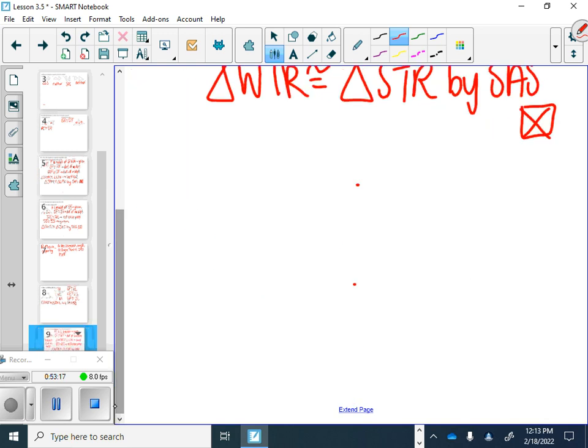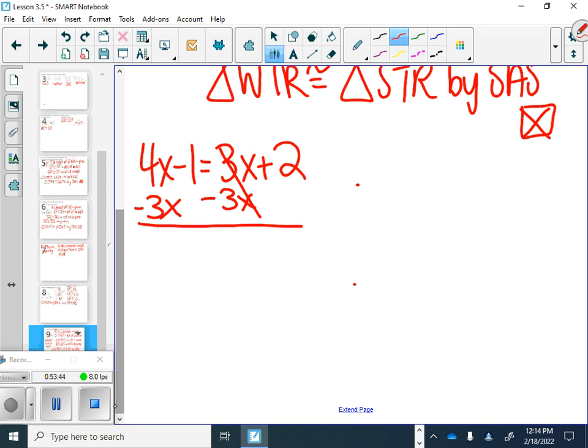So 4x minus 1 equals 3x plus 2. Find x. Alright, what should I do first? Subtract 3x. Okay, we can do that. So that gets me 1x, or just x, minus 1 equals 2. And then what? Add 1. So x is what? 3.